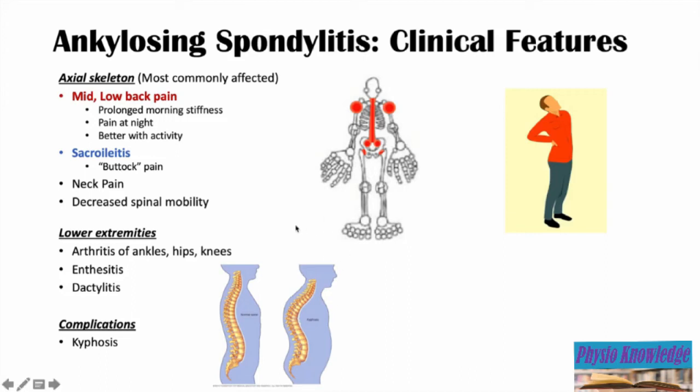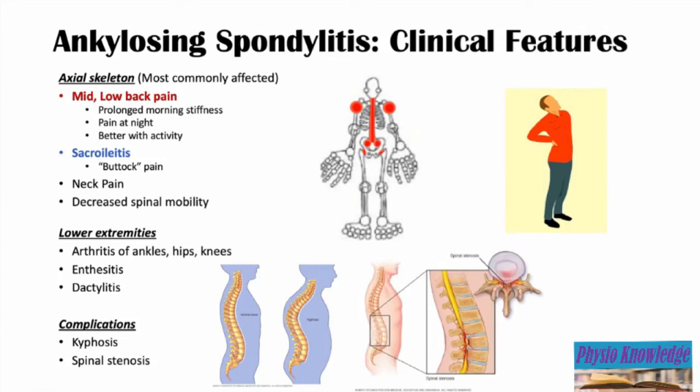If we were to do an occiput to wall test, so we basically get them to push all the way against the wall, there's a huge distance between their occiput and the wall, whereas in a normal individual, it should align with the back. So we wouldn't have that huge distance. Other complications include spinal stenosis. So because of all of that inflammation and fusion of bone, the vertebrae in the spine can become fused and enlarged and have syndesmophytes form, which can impinge on the spine itself, leading to spinal stenosis.